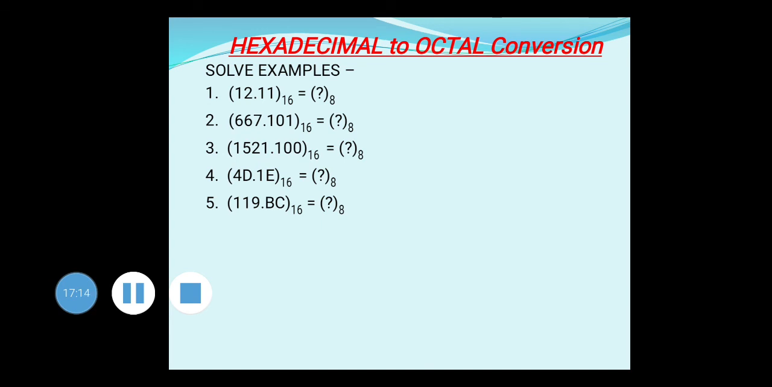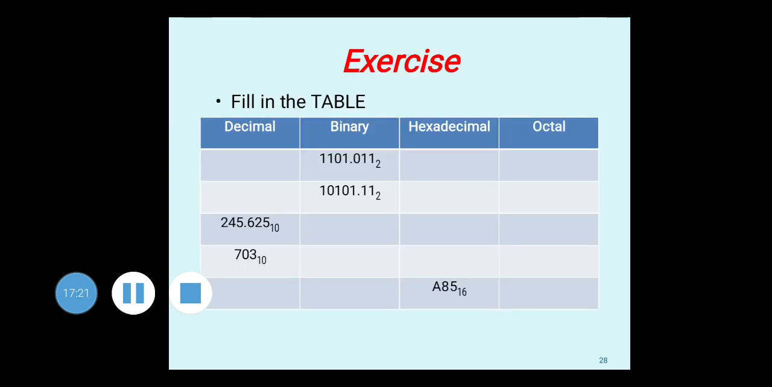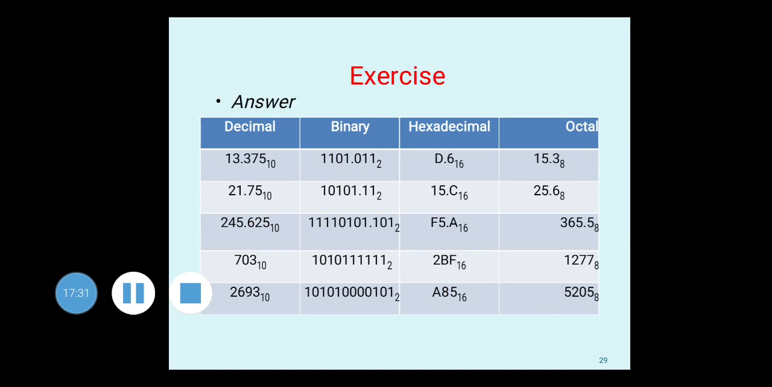Now these are the examples to be solved for the assignment, and also you are going to solve this table. And this is the solved table in which you have the decimal number, its equivalent binary, hexadecimal number, and octal number, and you are going to verify the answers and let me know.